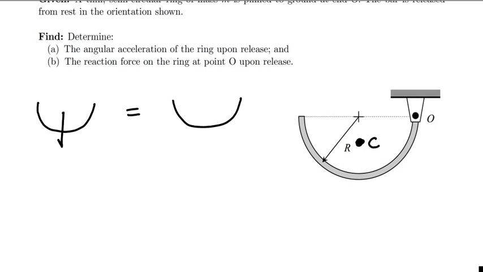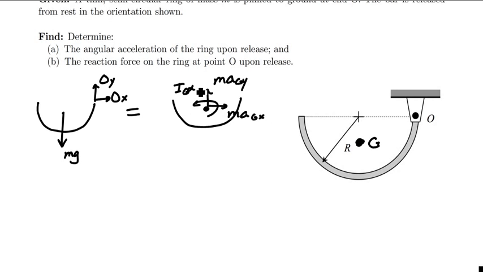And so we'll have that the weight of the object is going to be acting there, and in this case we'll have two reactions acting at point O that I'll call OX and OY respectively. Now upon release, maybe I'll call this not C so much as G to be consistent, to indicate that's the center of mass. We'll also have the ability for that center of mass to translate, so we can have some m a_Gy, some m a_Gx, and we also have the ability for this thing to rotate, of course, which will be I about G times alpha.